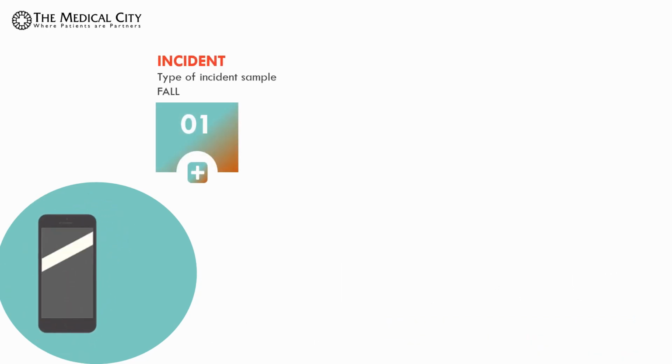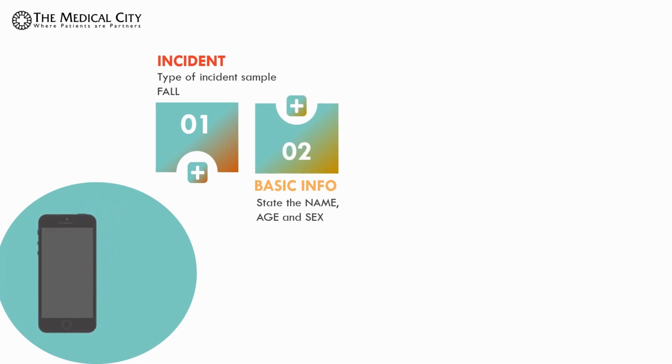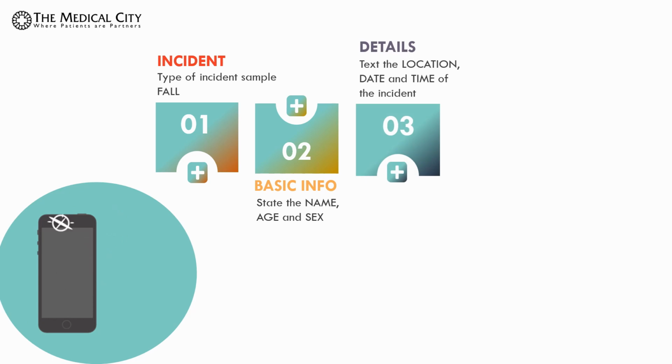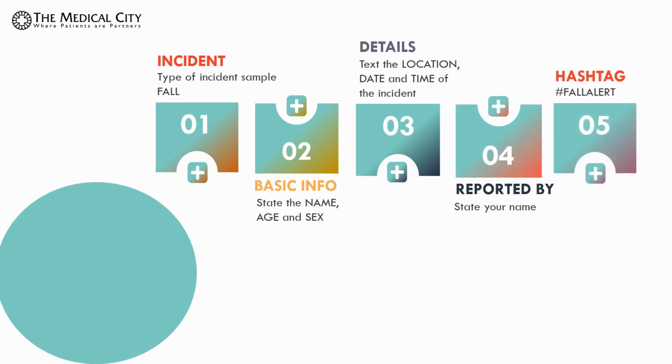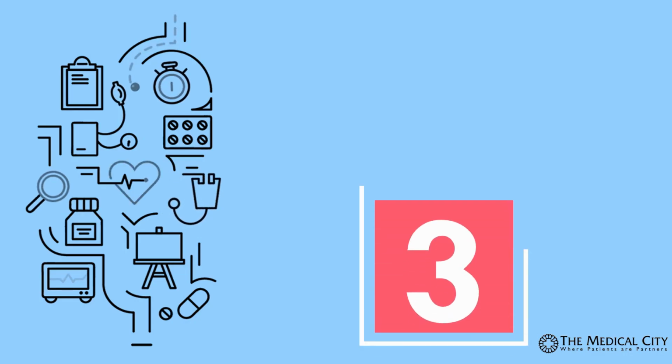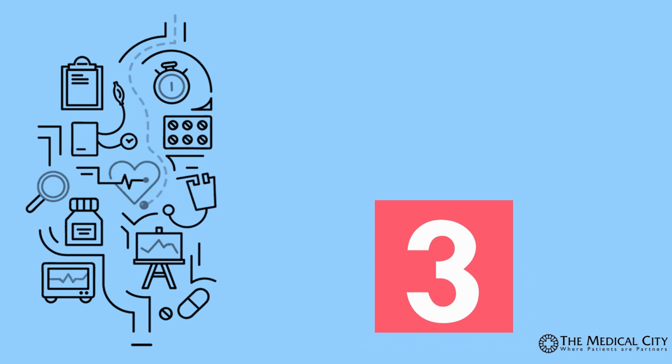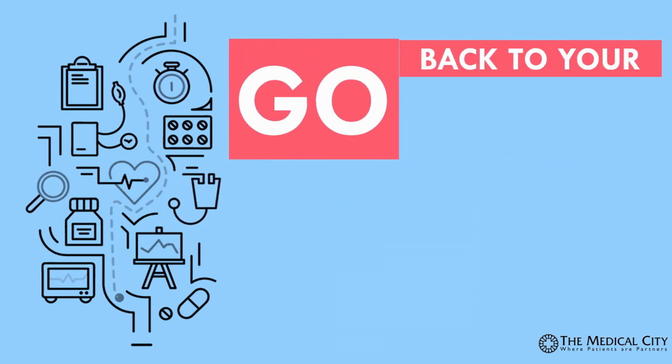First step, state the kind of incident, for example, fall. Second, type the information of the patient, like the name, age and sex. Third, give the details of the incident, like the location, date and time. Fourth, state your name. This is needed for reference. Last step, type hashtag fall alert, then send it to 0905-282-7801. Third thing that you need to do, after activating the code white and calling the safety hotline, is go back and secure your patient.